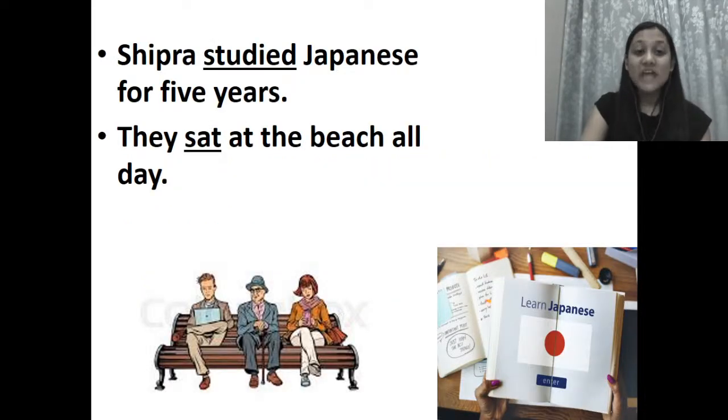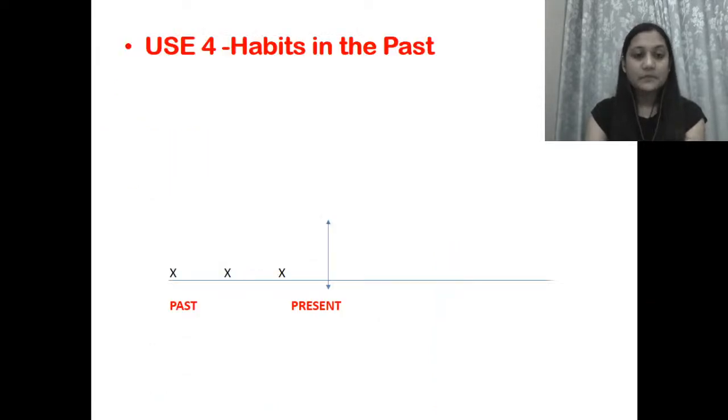Shipra studied Japanese for 5 years. So Shipra started studying Japanese 5 years ago, and let's just say she is done with it, right? 5 years talks about the duration of time. They sat at the beach all day, right? So they were sitting at the beach all day. But both the activities have ended themselves in the past itself.